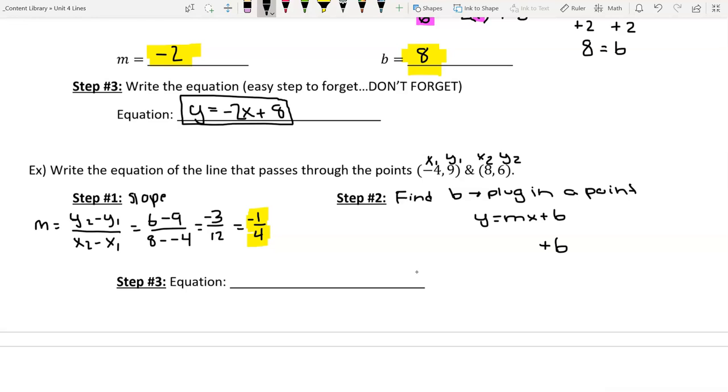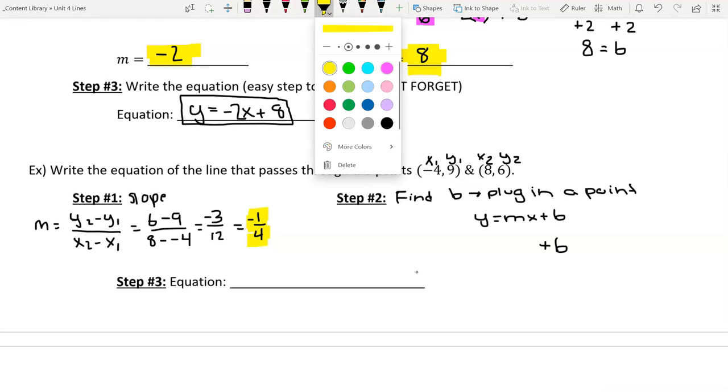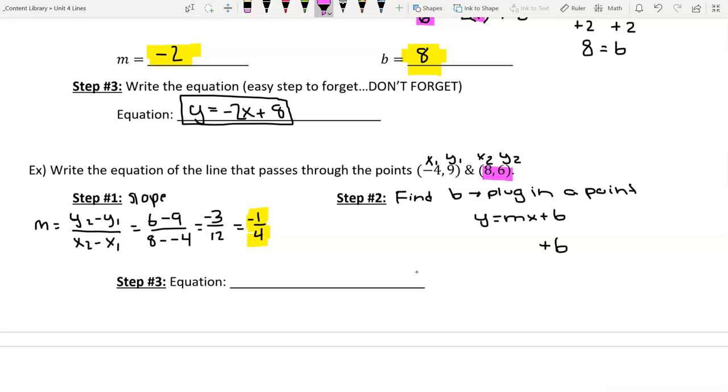Now let's talk about it. Pick any of these points. I'm going to pick the positive numbers. I don't like negatives. So my X and my Y. So my Y is 6. 6 is going in here. M I just found to be -1/4. And X comes from my point, which is 8. And then plus B.